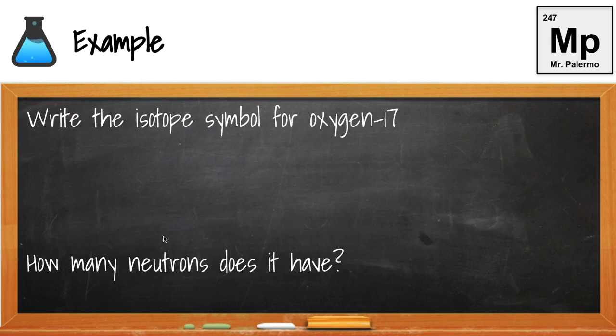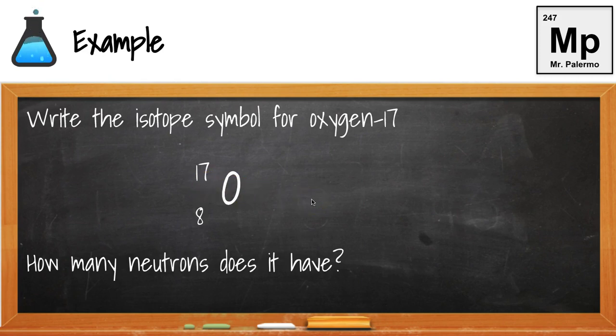So for example, if you're asked to write the isotope symbol for oxygen 17, the first thing we do is look up oxygen. We see that the symbol is O. The atomic number for oxygen is going to be 8. That's the number of protons, and that goes in the bottom left-hand corner. And then the upper left-hand corner is going to be the mass number, which is 17 in this example, signifying that the mass number, protons plus neutrons, is 17.